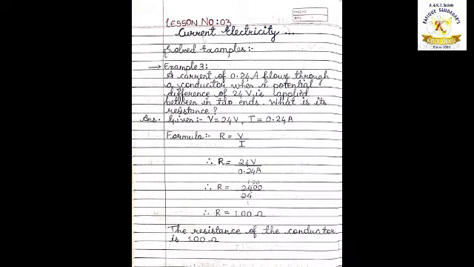So, when we do the division, 24 ones are 24, 24 ones are 24 and 0 as it is. So, our final answer comes as 100 ohms. So, the resistance of the conductor is 100 ohms, and the unit for resistance is ohm. That's why the answer came as the resistance of the conductor is 100 ohms.